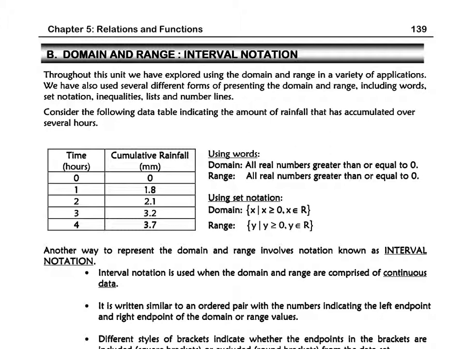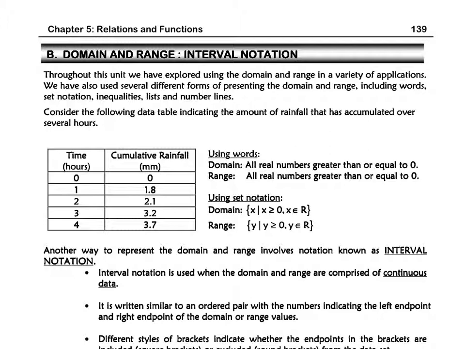So if we were to describe the independent variable here, we would basically say that they're all real numbers greater than or equal to 0. Similarly, the range is starting at 0 and increases. Even though there's only certain values shown in the table, we do know that the rainfall doesn't hop from 0 to 1.8 millimeters. It will reach all those heights of millimeters in between.